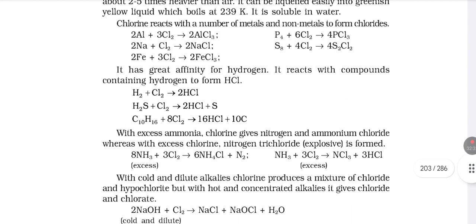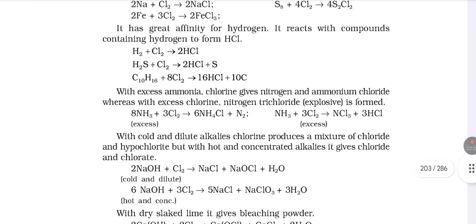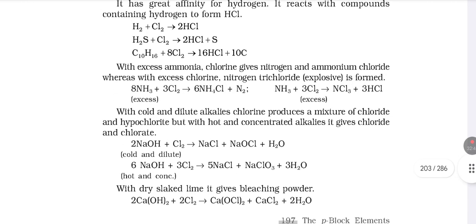It has great affinity for hydrogen. It reacts with compounds containing hydrogen to form HCl. With excess ammonia, chlorine gives nitrogen and ammonium chloride, whereas with excess chlorine, nitrogen trichloride is formed. With cold and dilute alkalis, chlorine produces a mixture of chloride and hypochlorite, but with hot and concentrated alkalis, it gives chloride and chlorate.